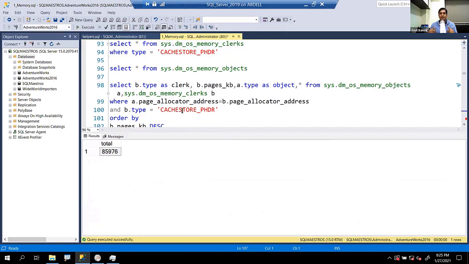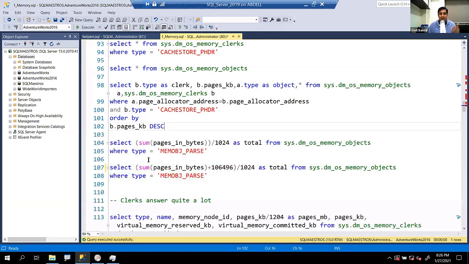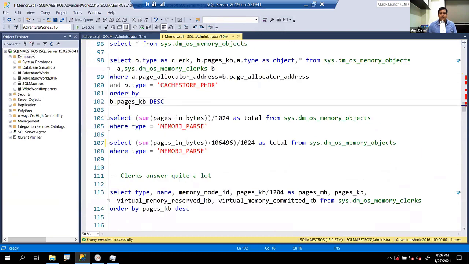So a quick summary, what did I try to do? I am trying to dive deep into the nodes, the clerks, and the memory objects. Remember, what are memory objects? Memory objects are memory allocations via clerks, which means the amount of memory the clerk is asking from the node, it breaks that memory consumption into these number of memory objects. So all I was trying to do is, for cache store PHDR, which is a memory clerk, find out all the objects created by it, adding up their sizes and seeing if it is equivalent to the clerk size. That's all. Okay. So that's a lot about the memory clerks.